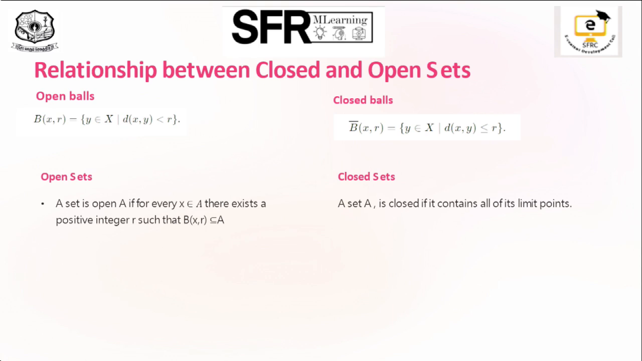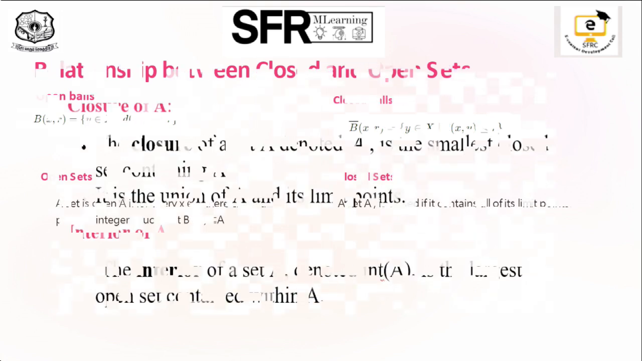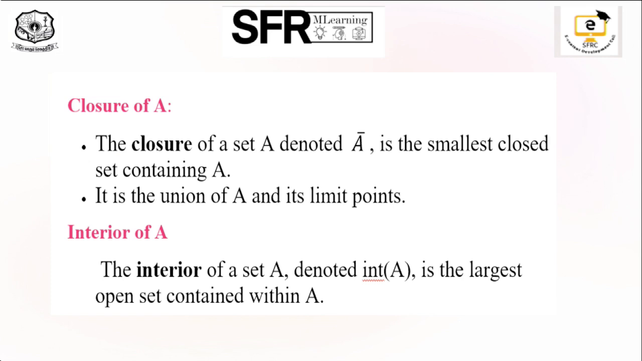Next, we pass on to the relationship between open and closed sets. A set A is open if for every x belonging to A, there exists a positive real number r such that B of x comma r is fully contained in A. A set A is closed if it contains all its limit points. Next, we pass on to the closure of a set A. The closure of A, denoted by A closure, is the smallest closed set containing A, and it is the union of A and its limit points.